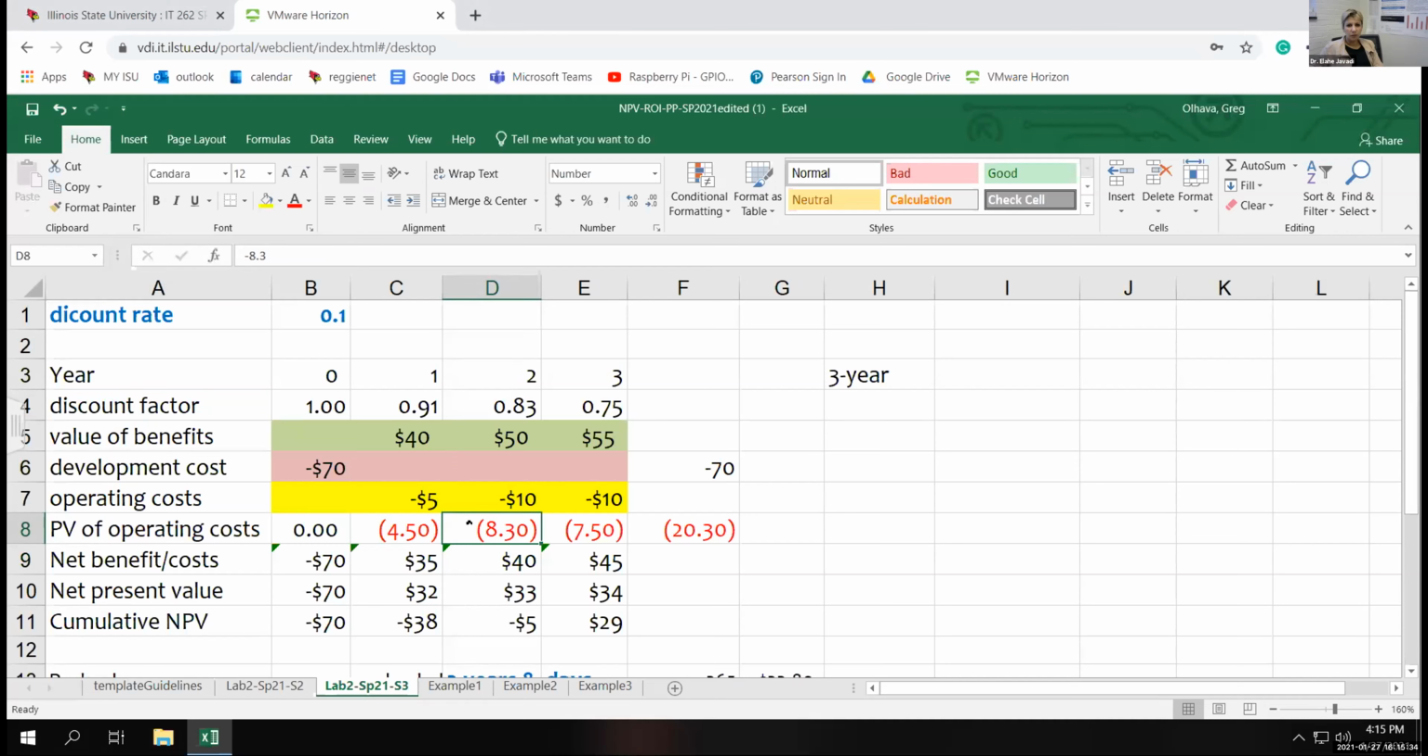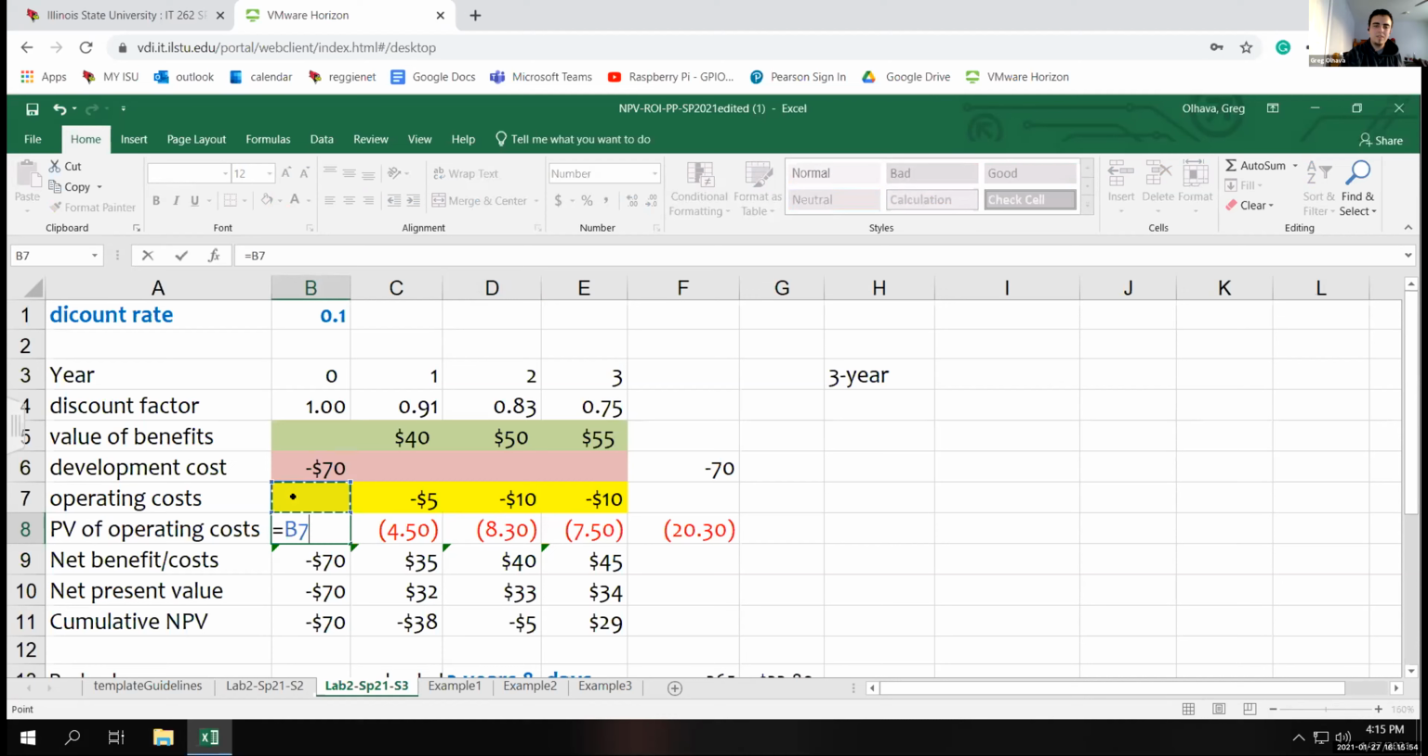Sure. So go back to cell B8. Okay. Equal sign, put equal sign. Select B7, which is the operating cost, B7. Okay. Multiply by B4. Oh. Enter.